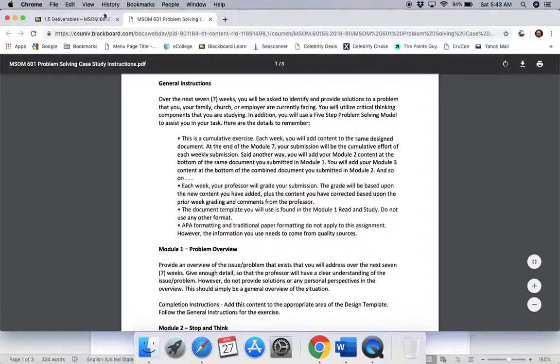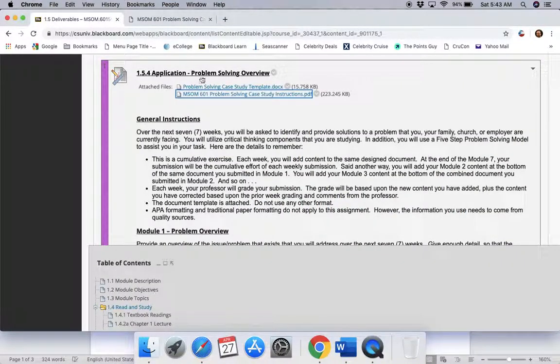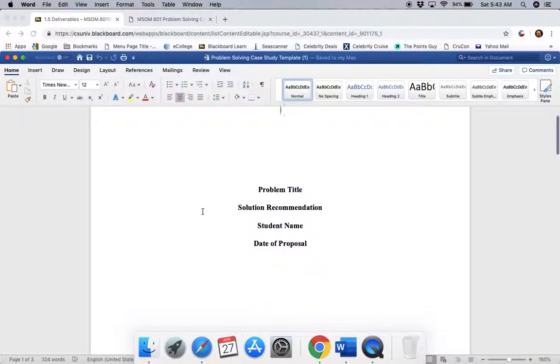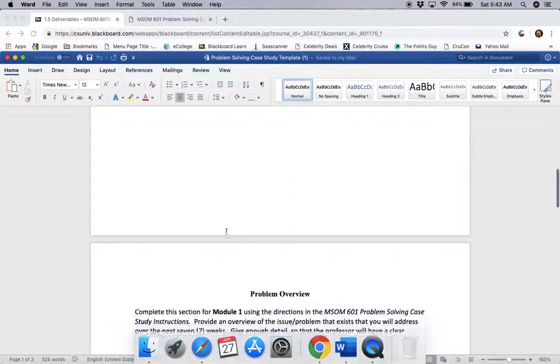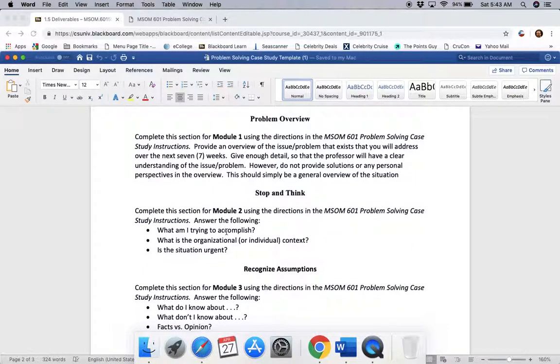And so in order to help you do that, I've created here, let me go up here, you'll see this problem-solving case study template. I've already pulled it up, so this is what it looks like. I'm asking you to use this template specifically, so don't create your own. Use this. You'll put the title of your problem here, solution recommendations. You'll put your name here, and then the date of the proposal. And then each week you're going to be adding information to this. So for example, here in Module 1, you're going to be providing an overview of the problem.